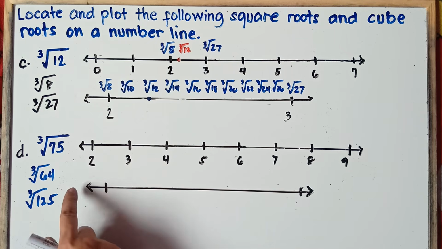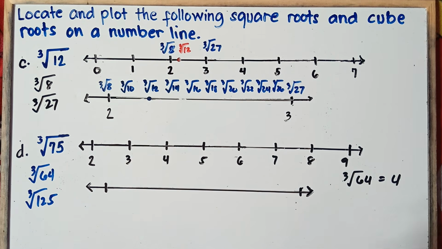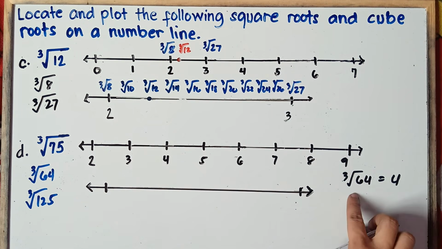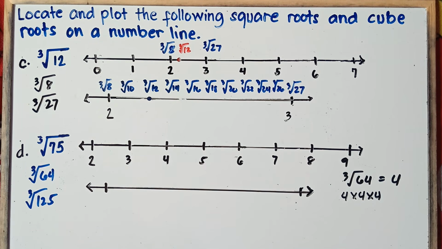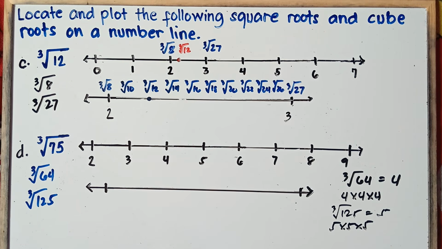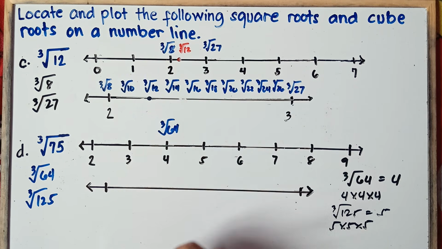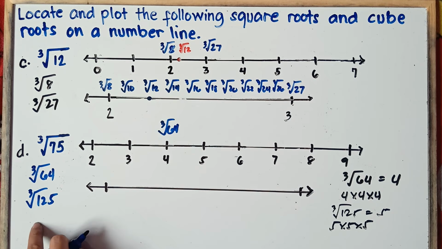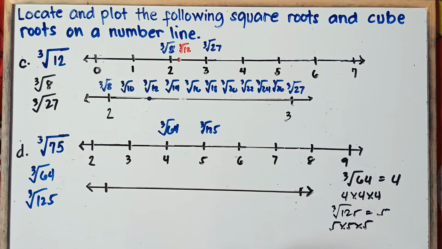So cube root of 64 is 4 because 4 times 4 times 4 is 64. And then cube root of 125 is 5 because 5 times 5 times 5 is 125. So therefore, class, cube root of 64 is here. That would be 4. And then cube root of 125 is 5.